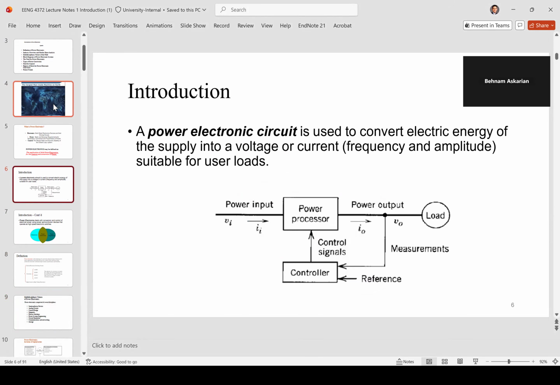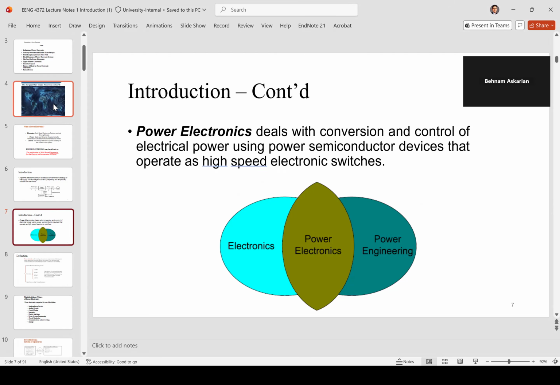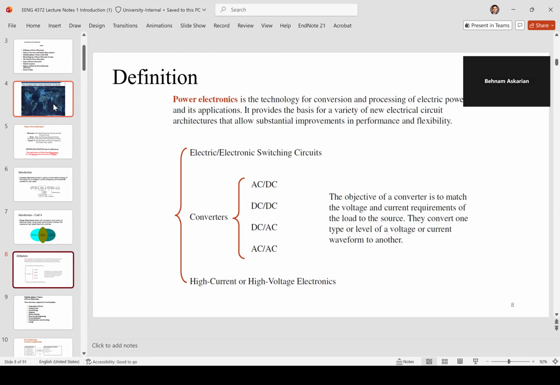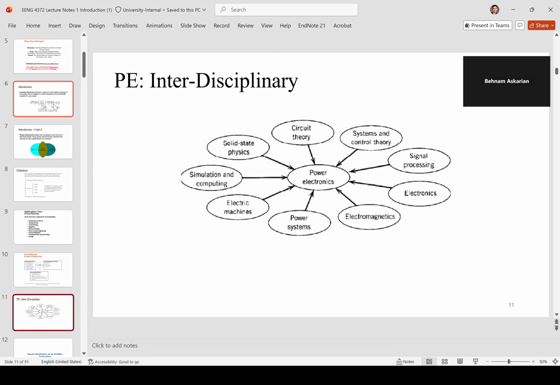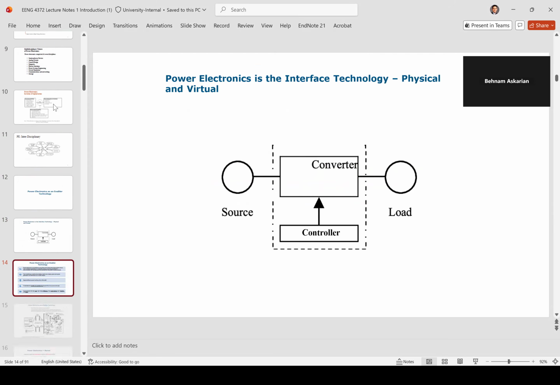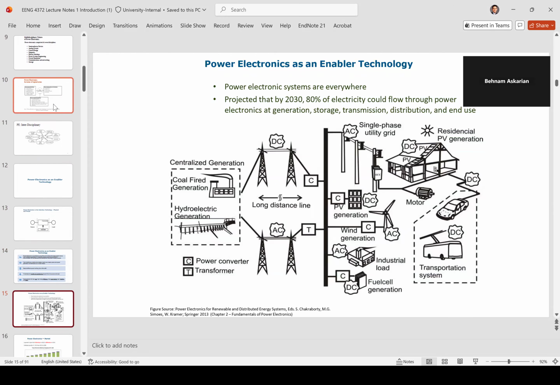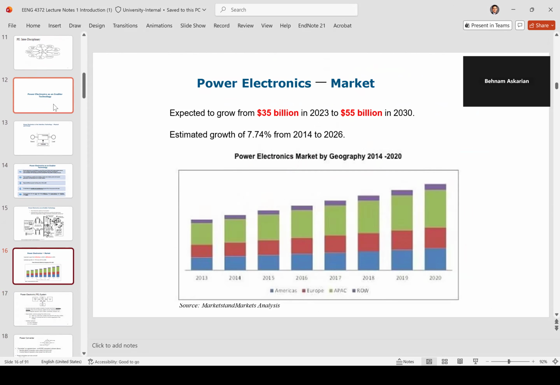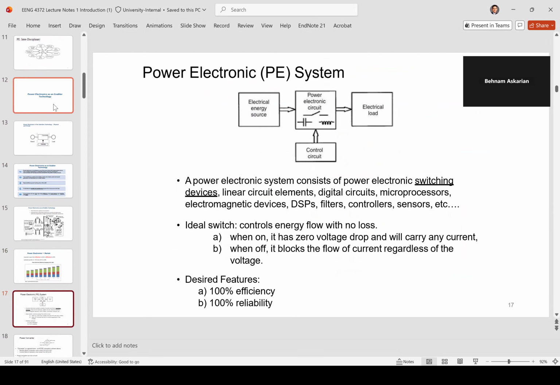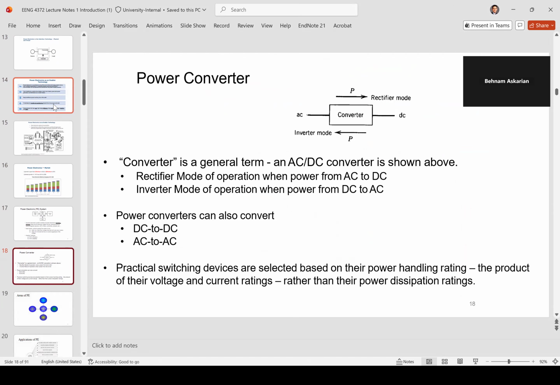So, as mentioned, we went through some introductions. What is the definition of power electronics? Different types of converters, such as AC to DC, DC to DC, and so on. And what is the definition of an inverter? What is the definition of a converter? What are some requirements? And a little bit about the market opportunities there, and some desired features that we mentioned. And as I mentioned, if we have an AC to DC converter, we usually call it a rectifier, and a DC to AC converter is called an inverter.